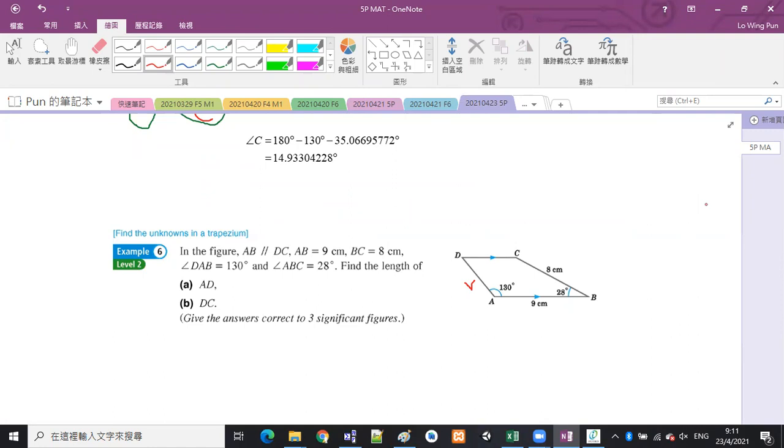Okay, so we should add this line CE, which is parallel to BA.